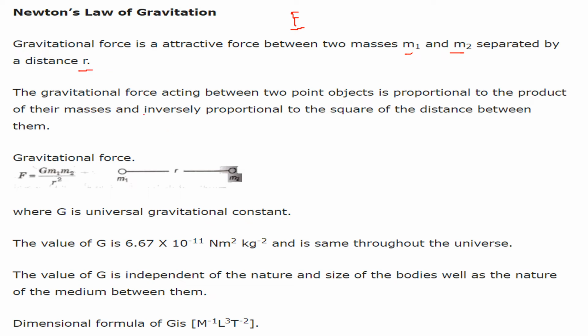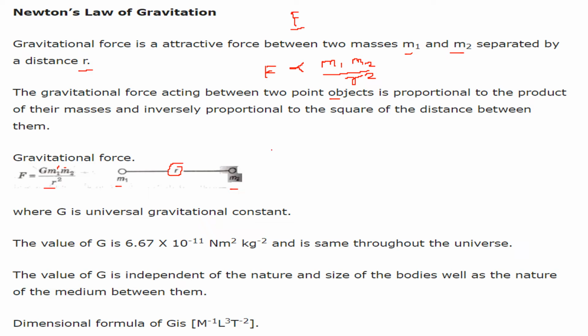The gravitational force acting between two point objects is proportional to the product of their masses. That is, this force is directly proportional to the product of the two masses which are attracting, and inversely proportional to the square of the distance between them. This r is the distance between these two particles. In this case, this is mass m1, this is mass m2, and there is a distance of r between them. So F is directly proportional to m1 m2, and inversely proportional to the square of the radius.